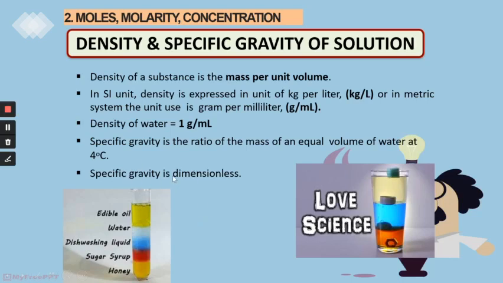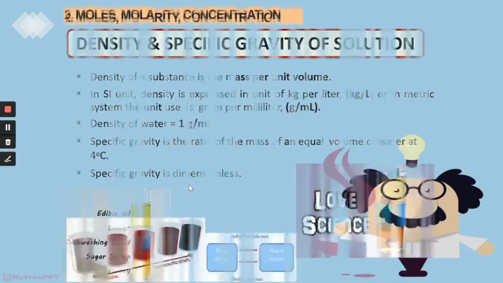Why does specific gravity become dimensionless? Because it is the ratio. So the formula for specific gravity is specific gravity equals density of the substance over density of water. When it is a ratio, you cancel out the unit. That's why the specific gravity is dimensionless.